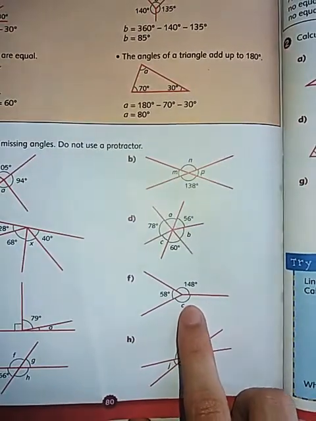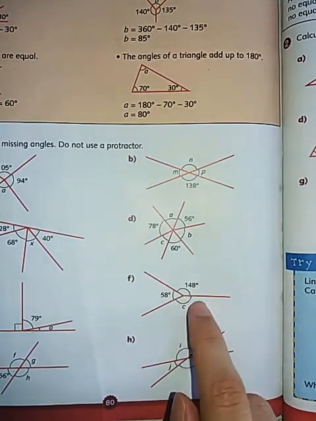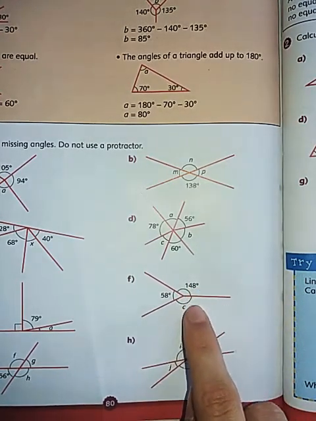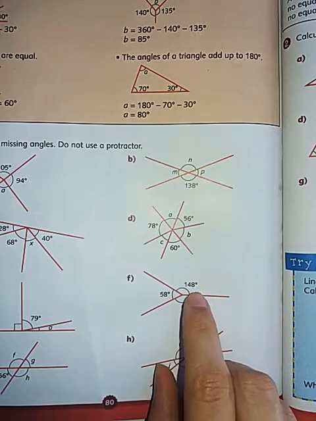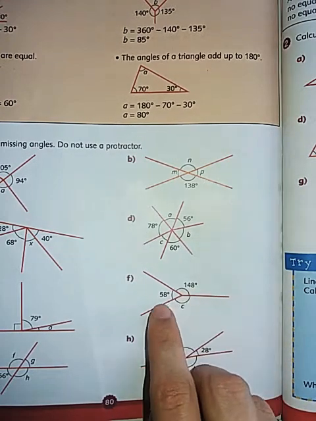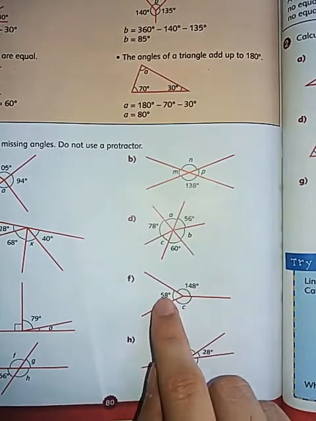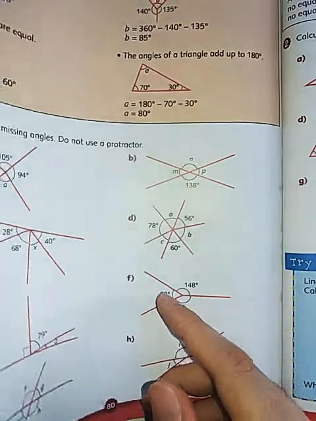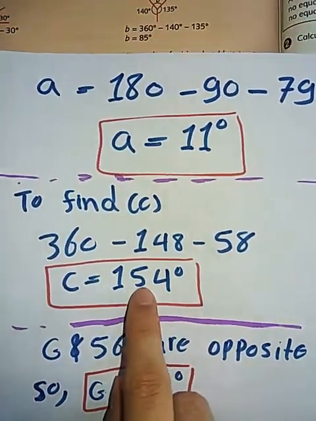Let's move to F. F is an easy one. The angles around one point add up to 360 degrees. So we add 148 to 58 and we subtract their total from 360. And the answer will be 154.